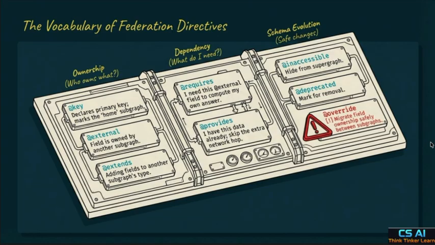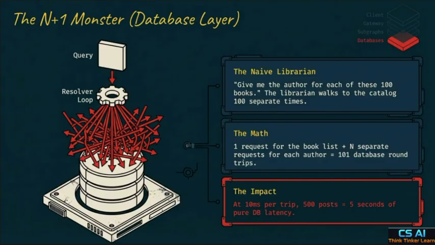Federation relies on a specific vocabulary of directives. @key declares ownership of a type. @external marks a field owned by another subgraph, while @extends allows you to add fields to that type. For performance, we use @requires to signal dependencies and @provides to skip extra network hops if we already have the data. Finally, @inaccessible, @deprecated, and @override allow for safe schema evolution and migration of field ownership between services. Now, let's talk about the N+1 monster, which is at the database layer.